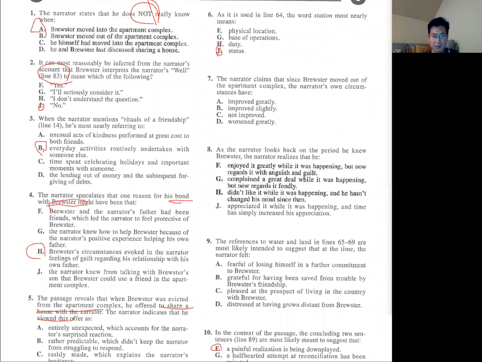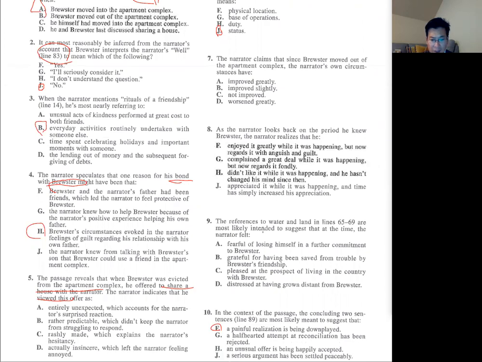Okay, and then number 5. Number 5, it says the passage reveals that when Brewster was evicted from the apartment complex, he offered to share a house with the narrator. The narrator indicates that he viewed this offer as, at the time in the beginning, they talked about this one, but they didn't really take it really, really seriously.